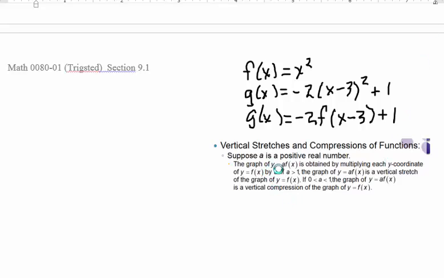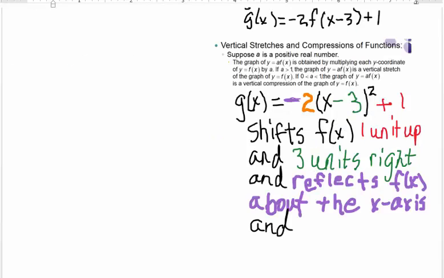Now let's talk about vertical stretches. Remember, if I multiply f of x by a, the graph y equal a times f of x is a vertical stretch if a is bigger than 1. It's a vertical compression if a is between 0 and 1. One way to think about a vertical stretch is to think about your body. If you get 6 inches taller and you don't gain any weight, you're going to be skinnier. So a vertical stretch makes the graph skinnier, narrower. If you get 6 inches shorter and there's no change in your weight, you're going to be fatter or wider. And that's what a vertical compression does. It makes a graph wider.